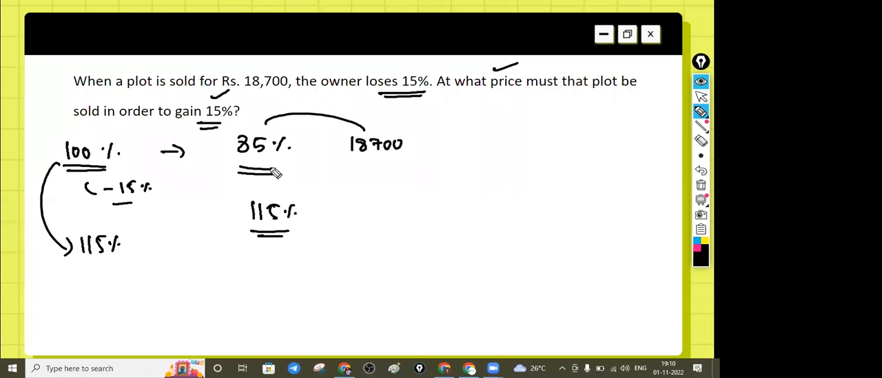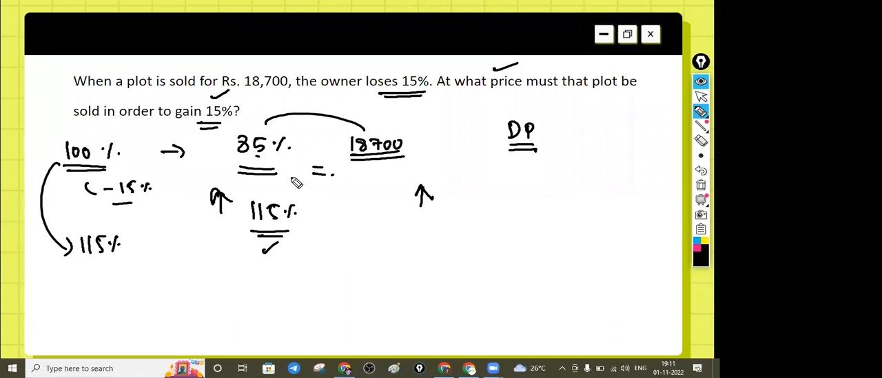Now you guys tell me, if 85% is 18,700, will 115% be more than 18,700 or less than 18,700? More. Great, I see a lot of brilliant people inside this class. So if one value increases, the other value also increases. That is called directly proportional. We can straight away equate it.